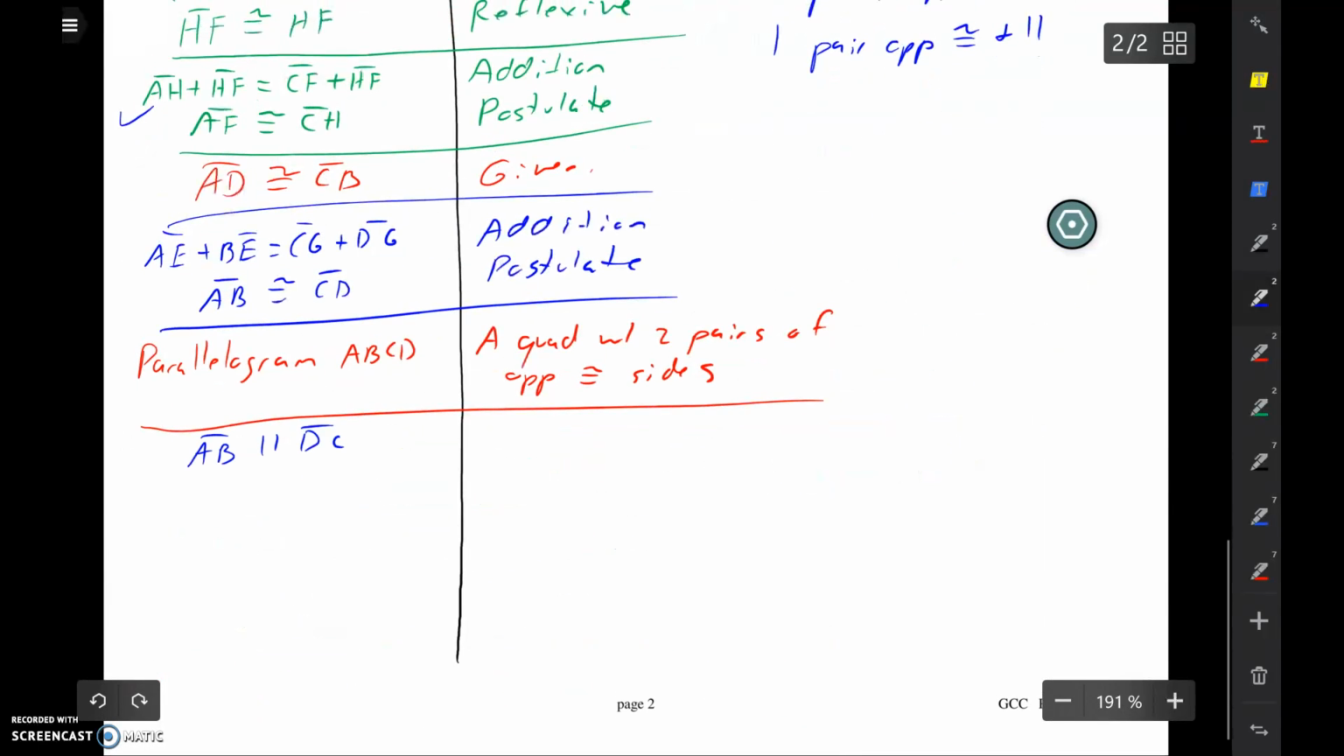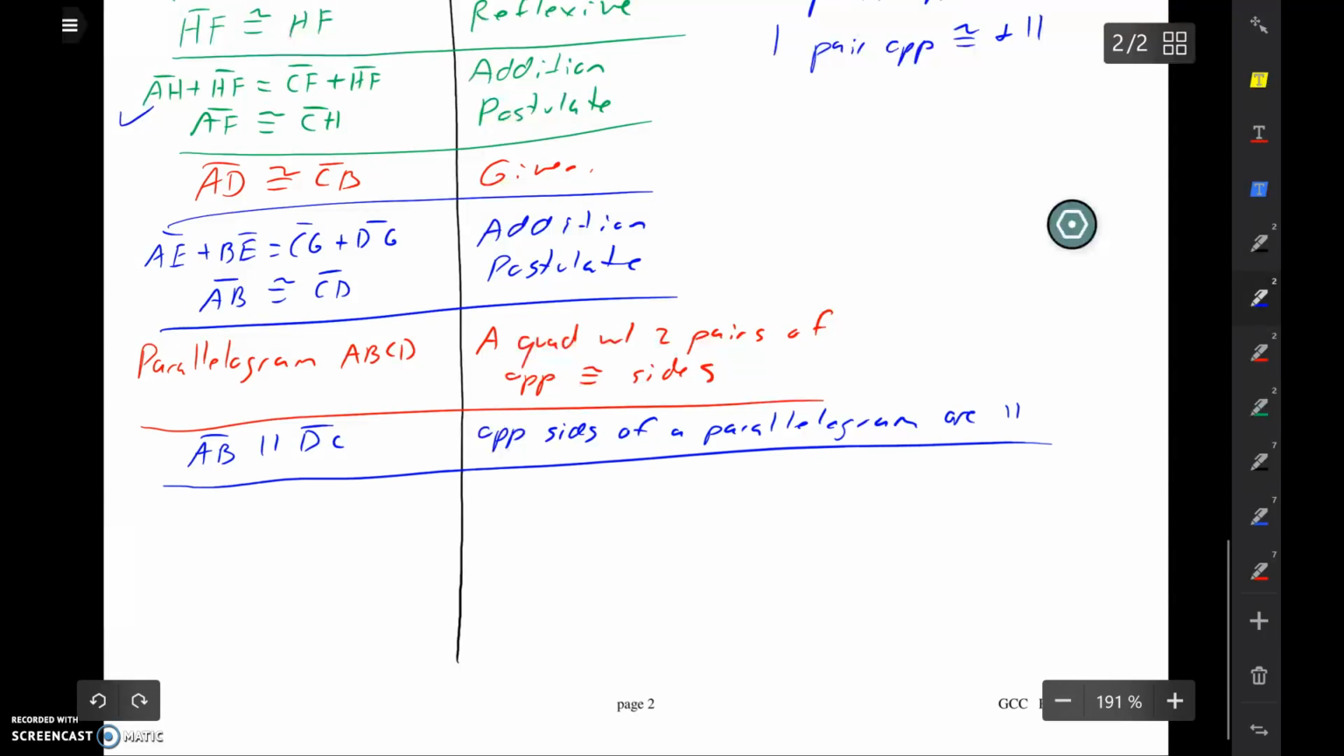AB is parallel to DC because the opposite sides of a parallelogram are, I almost wrote congruent there. Actually, let me do this all in one row to save some space. Are parallel. And then I could say angle 1 is congruent to angle 2 because alternate interior angles of parallel lines are congruent. You should really say that whole thing. Some people just want to say alternate interior angles are congruent. You want the of parallel lines because that's really why they exist.